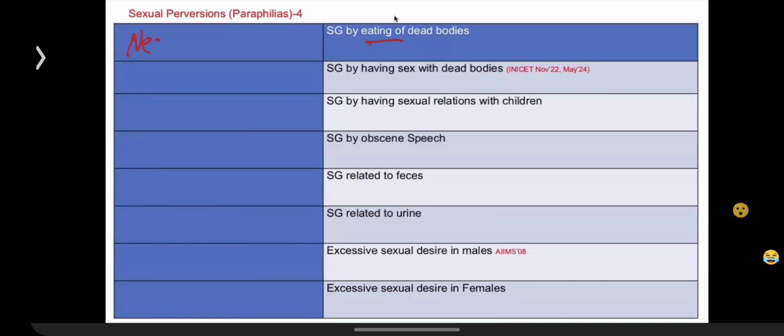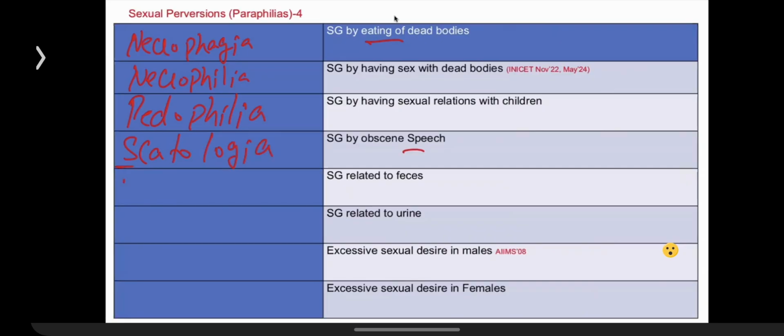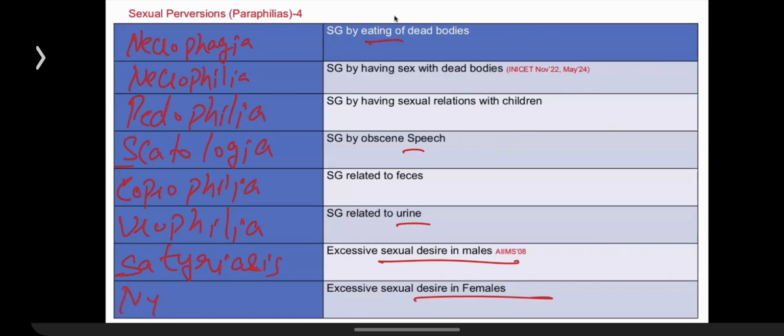Eating of dead bodies, necrophagia. Sex with dead bodies, necrophilia. Sex with children, pedophilia. Obscene speech, scatologia. S for feces, coprophilia. Urine, urophilia. Sexual desire in males, satyriasis. Then in females, nymphomania.